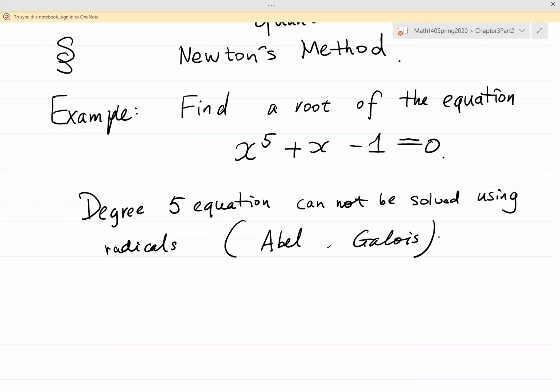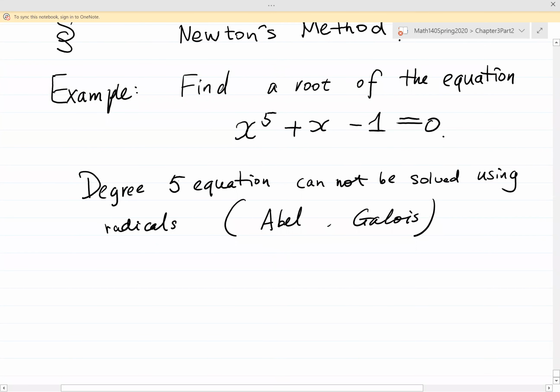Now, for this degree 5 equation, we cannot solve it by radicals. We cannot solve it using only square roots, taking radicals. Now, how do we solve it? Actually, we can use Newton's method to solve this problem.